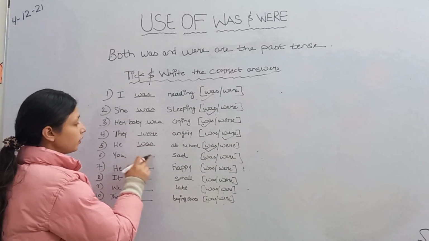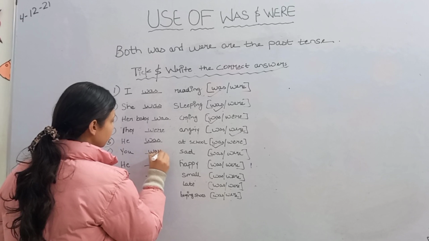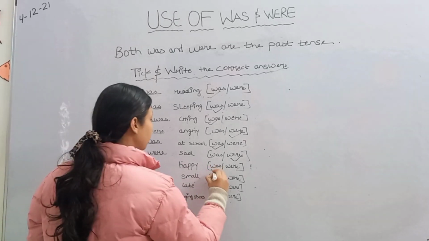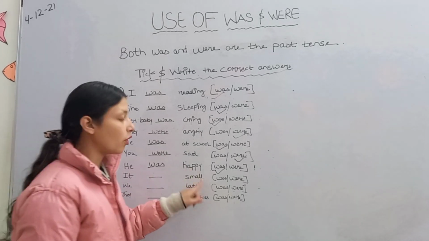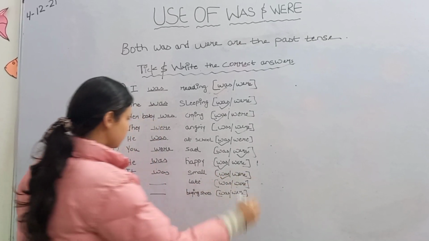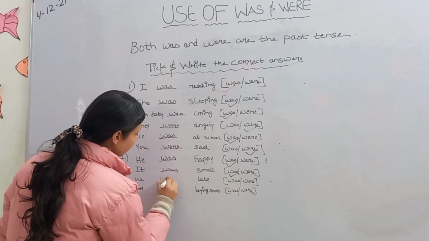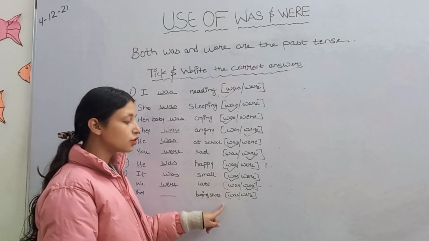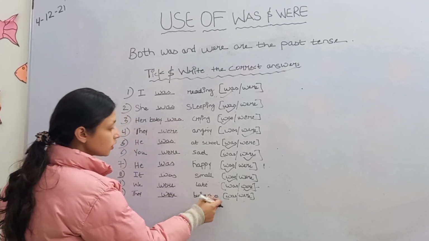Okay. Now you dash sad. You were sad. He dash happy. He was happy. It dash small. It was small. We dash late. We were late. They dash buying shoes. So we will write here, they were buying shoes.